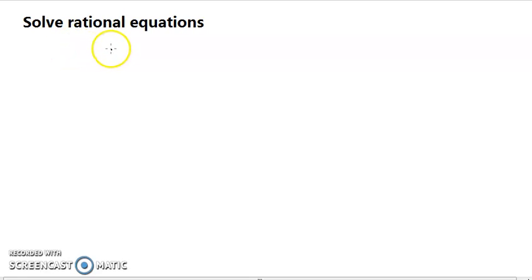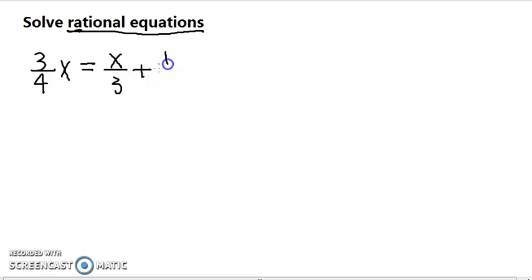Solve rational equations. Rational equations means we have fractions or rational expressions in the equation. Let's look at the first one. 3/4 times x equals x over 3 plus 1/2. Now, apparently this one contains fractions. We can also call them rational equations.